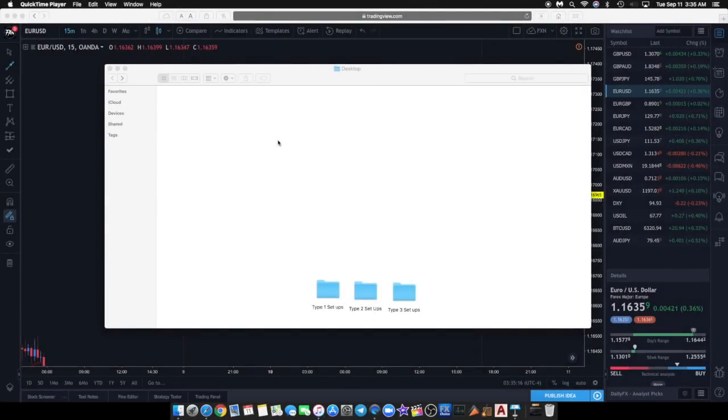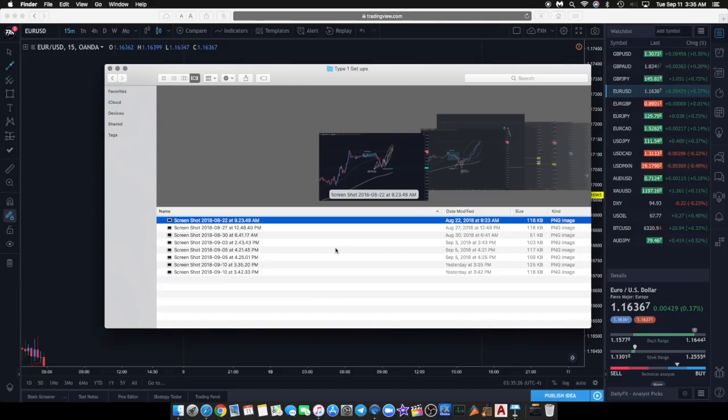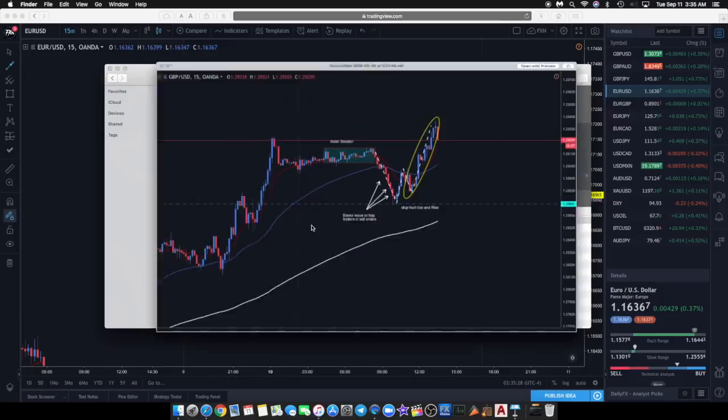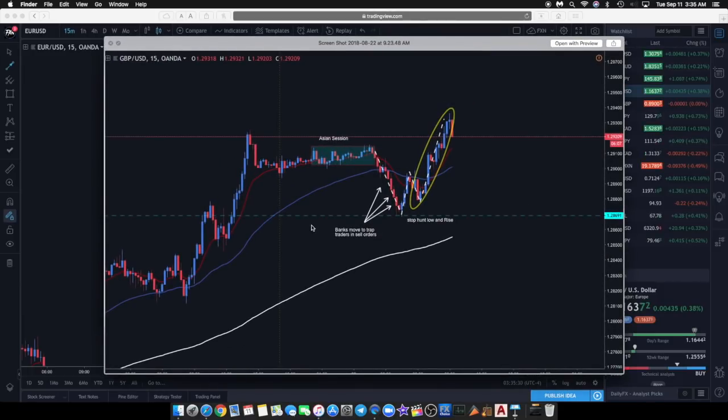All right, guys, so let's go ahead and take a look at the 3 different types of patterns on the charts. All right, so let's take a look at some type 1 setups here. On this type 1 setup, you can clearly see we have our Asian range, and then we have our trap move, right?